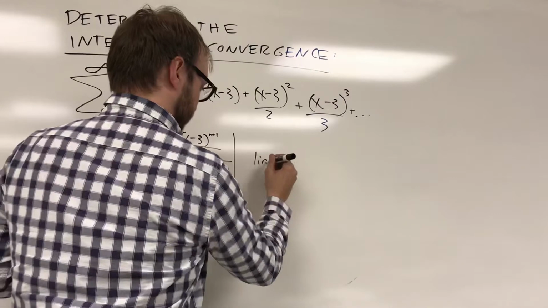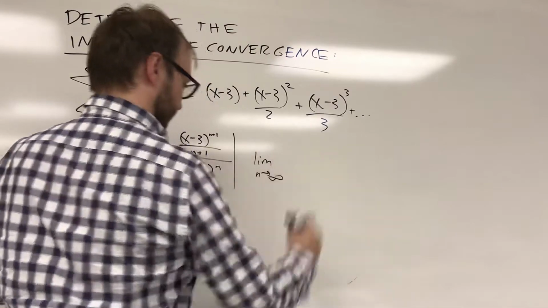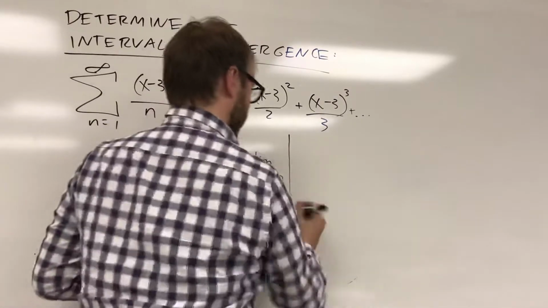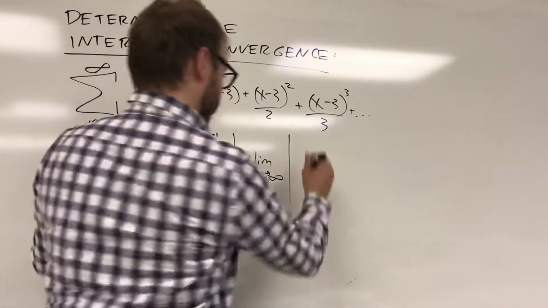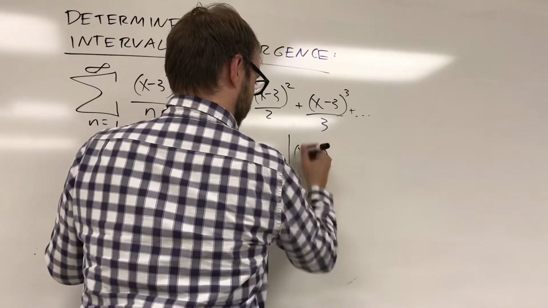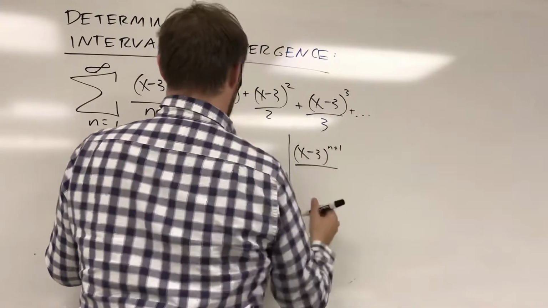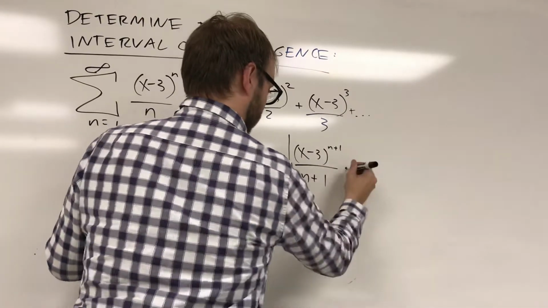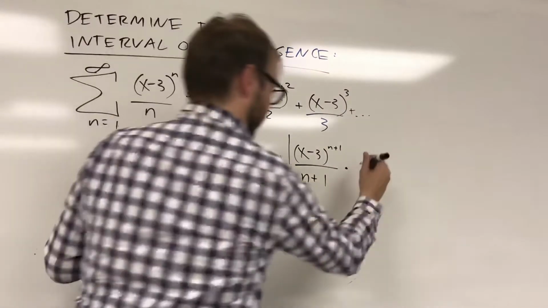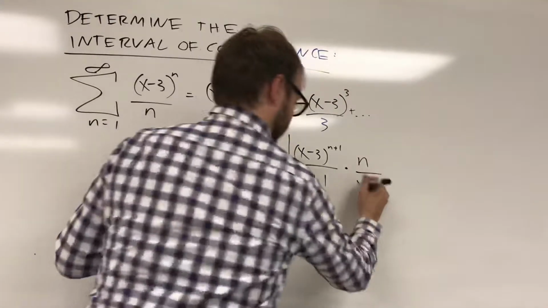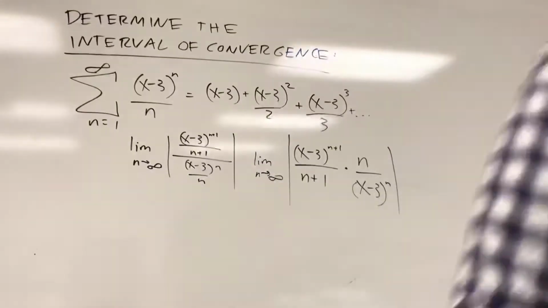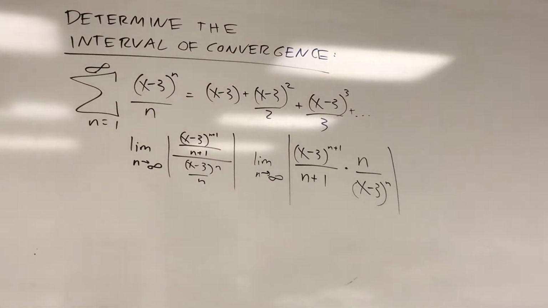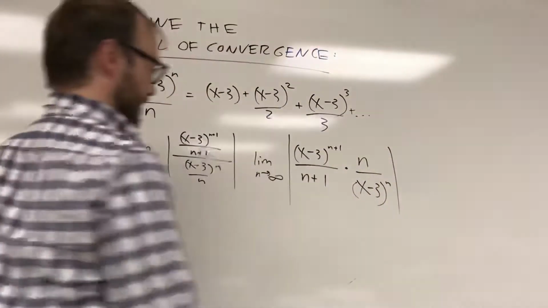Again, we want to simplify this thing down. Don't lose the limit. We haven't taken the limit yet. It's still the limit as n approaches infinity. I would probably write it as multiplying by a reciprocal. So you've got (x minus 3) to the n plus 1 power over n plus 1. You're going to multiply by the reciprocal. That's going to be an n on top, and you're going to get an (x minus 3) to the n on the bottom. And hopefully you're going to see a lot of things that potentially can cancel and simplify.